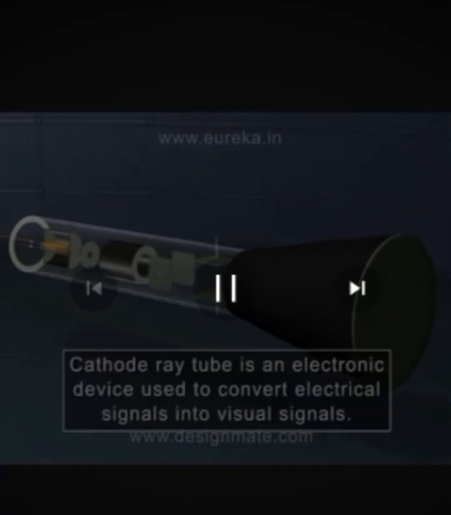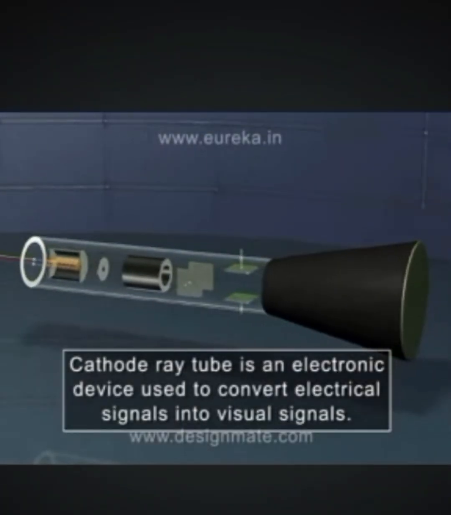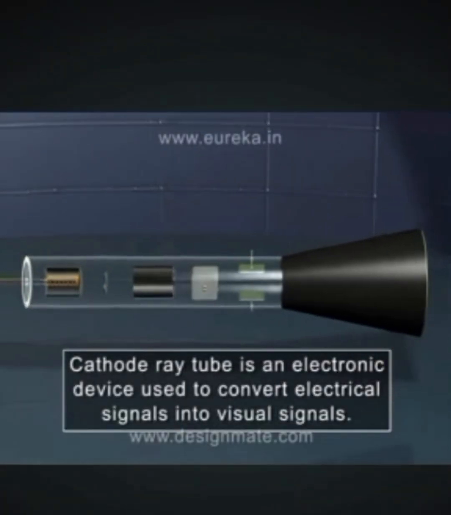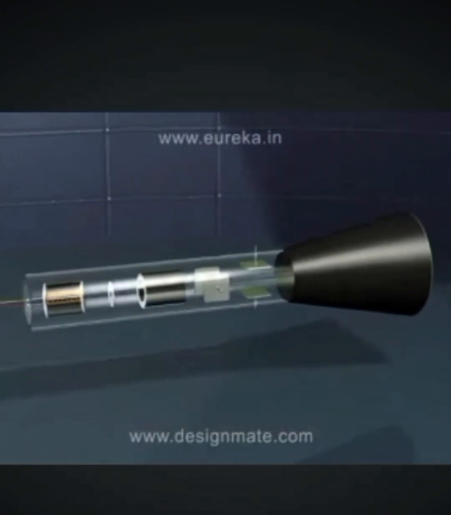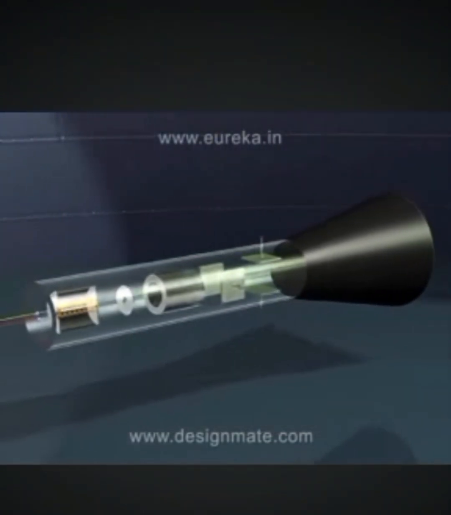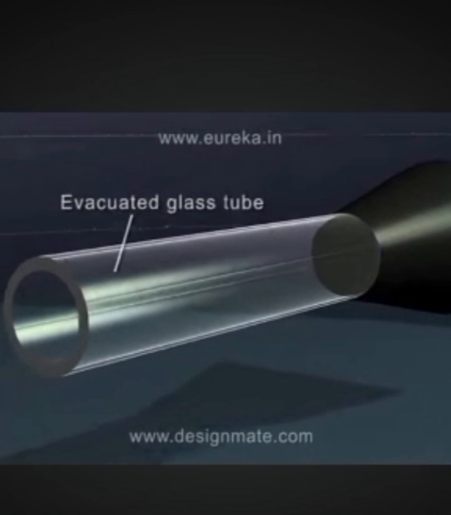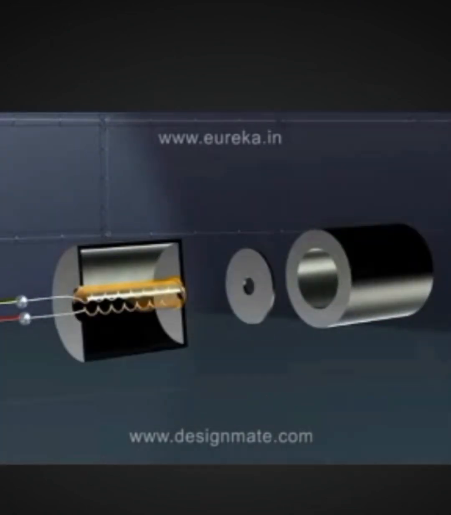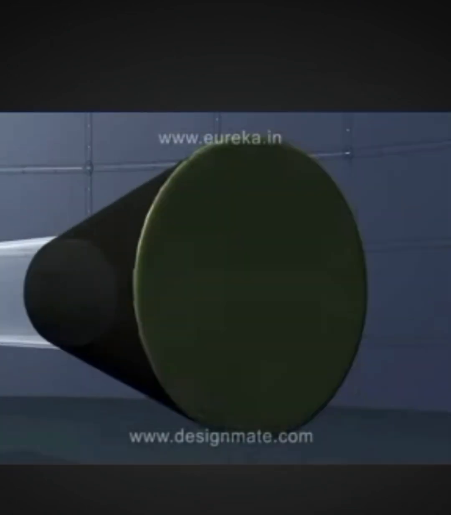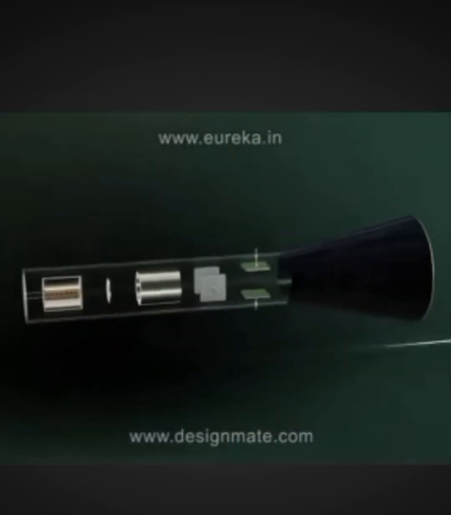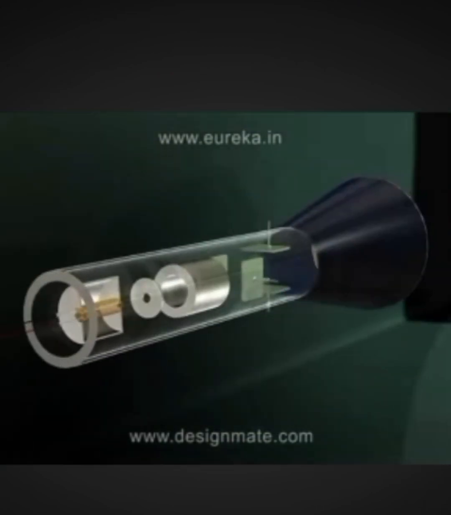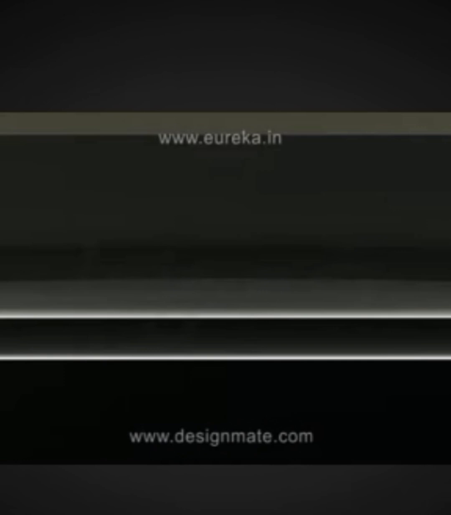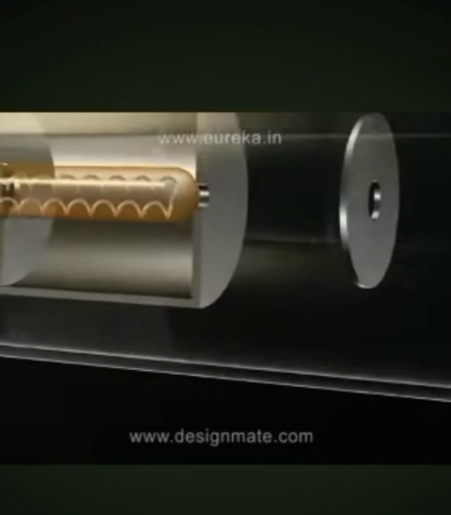Cathode ray tube is an electronic device used to convert electrical signals into visual signals. The main parts of cathode ray tube are evacuated glass tube, electron gun, deflecting system, fluorescent screen. Evacuated glass tube. It is a specially designed glass tube, evacuated to a pressure of 10 to the power minus 4 to 10 to the power minus 3 millimeters of mercury.